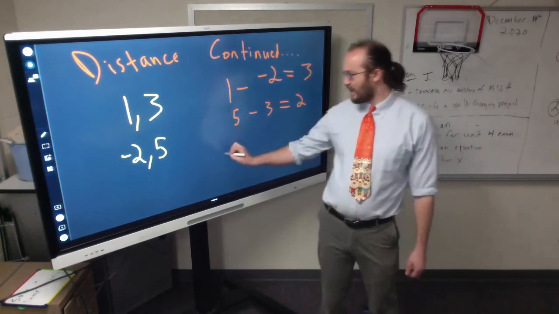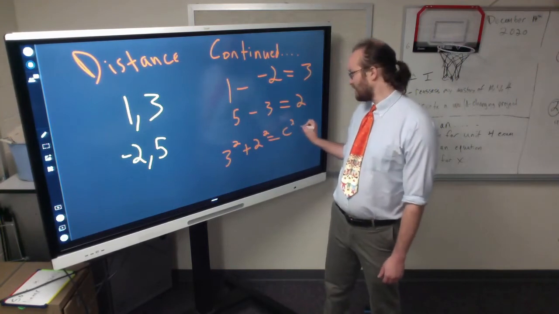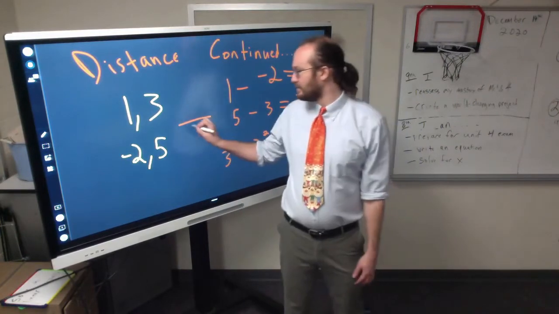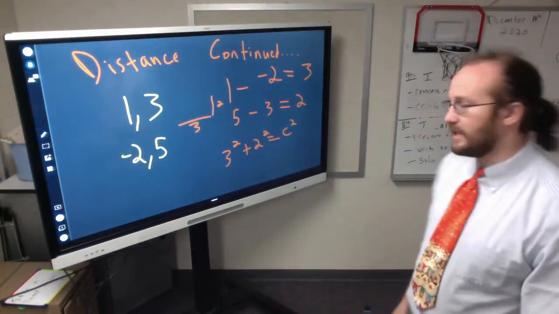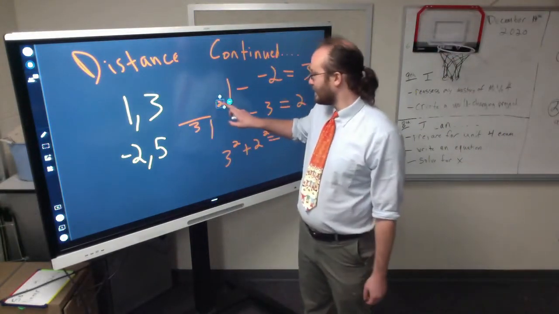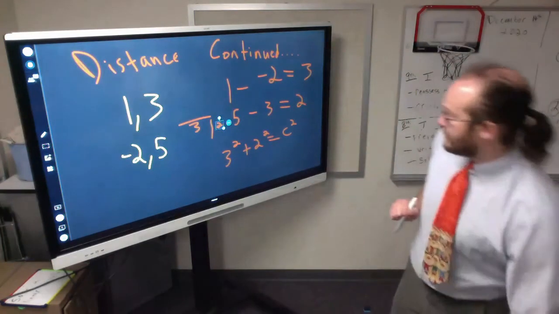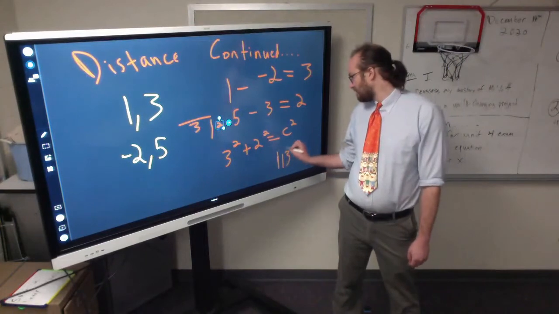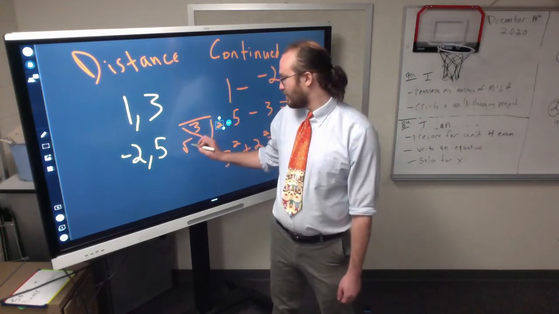So we have 3 squared plus 2 squared equals C squared. If you can picture, we calculated the horizontal distance as 3 and the vertical distance as 2. If you were doing this graphically, the slope would have a -2. Sorry, 3 over -2. But it doesn't matter when we're working with distance because the negatives would cancel out. So 3 squared plus 2 squared, 9 plus 4 is 13. And so our distance between these 2 points would be the square root of 13.